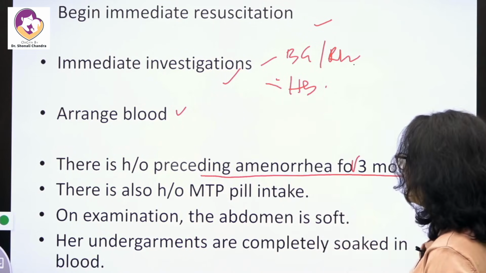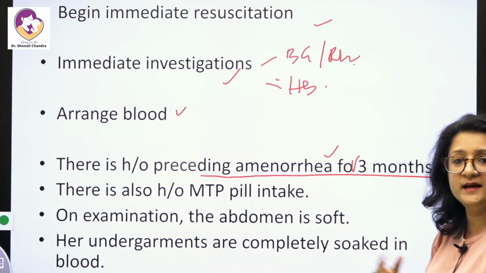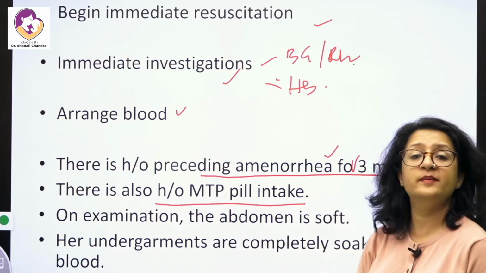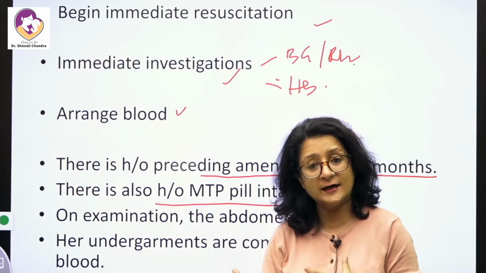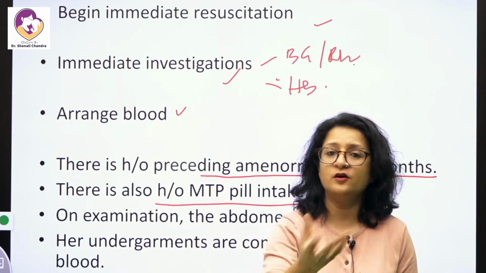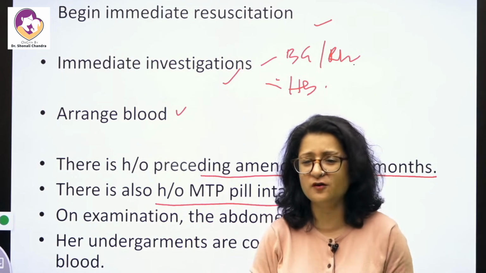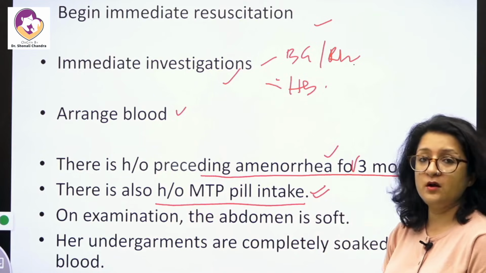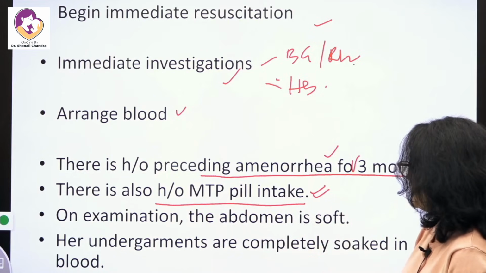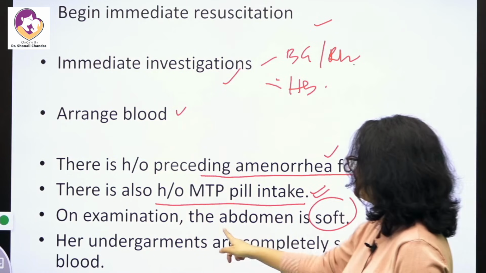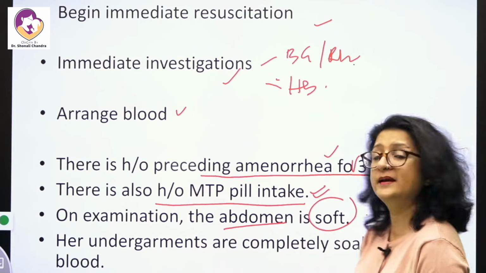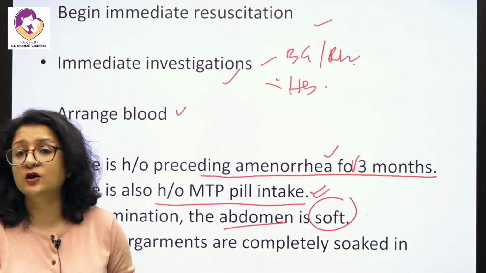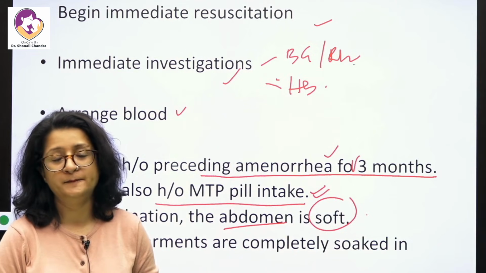So here in this case, there is a history of preceding amenorrhea. There is also a history of MTP pill intake, so she has inadvertently, or let's say somebody has given her over the counter, or she by herself or by some quack has managed to take these MTP pills. On examination, the abdomen is soft. Her undergarments are completely soaked with blood, all this signifying that there is a lot of bleeding that is happening.